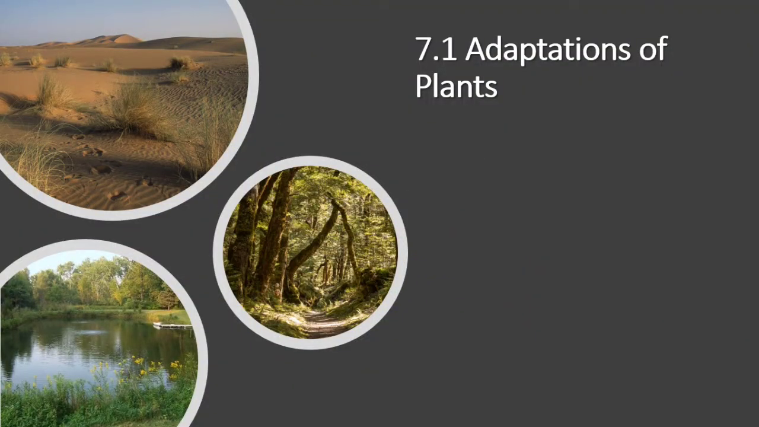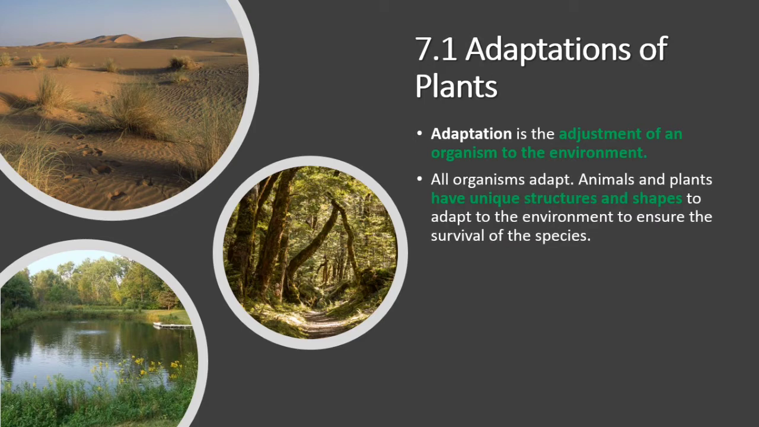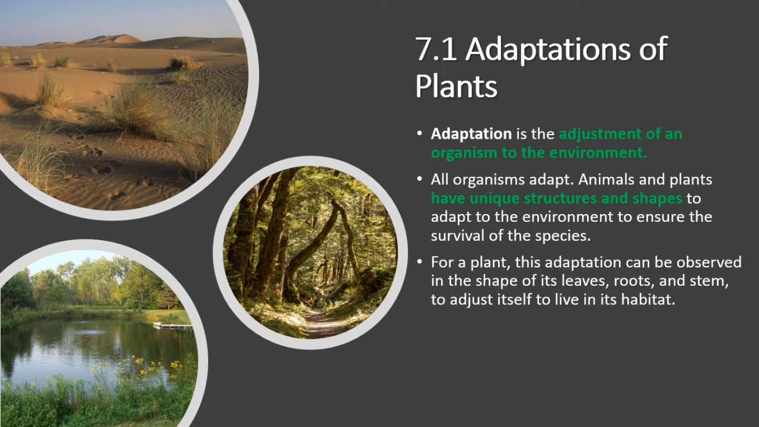Okay, what is adaptation? Adaptation is the adjustment of an organism to the environment. All organisms adapt. Animals and plants have unique structure and shape to adapt to the environment to ensure the survival of the species. For a plant, this adaptation can be observed in the shape of its leaf, roots, and stems, to adjust itself to live in its habitat.